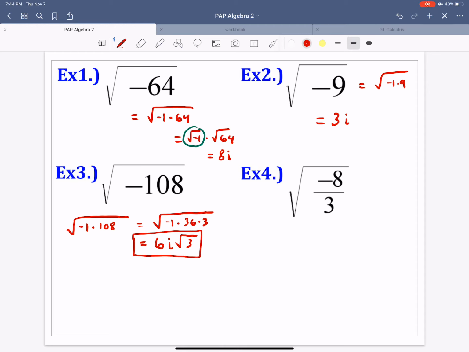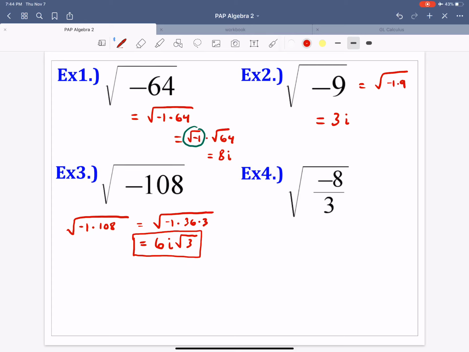6i root 3. Notice one of the common mistakes: when you take the square root of negative 1, you do not need a negative sign attached with the i. Remember, anytime you see i, that's just a substitution for the square root of negative 1. It's the imaginary unit.